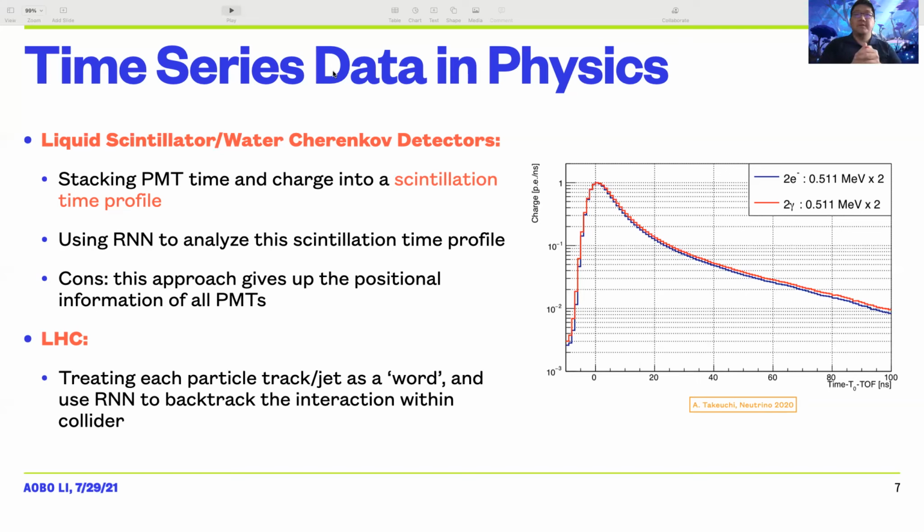But it is also possible to treat liquid scintillator and water Cherenkov detector data as time series. The last time series use in physics is actually at the LHC. This is a very interesting talk I heard about two years ago. They treat each particle track or jet as a word, and then they comprehend the tracks and jets to backtrack the physics process using a recurrent neural network model. So I think this is a very interesting approach, but I don't have too many plots to show on this slide.